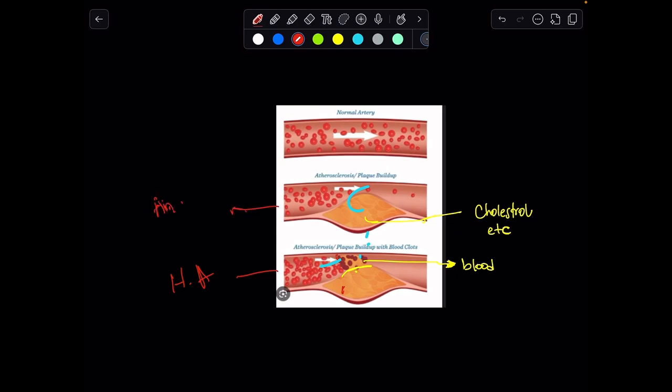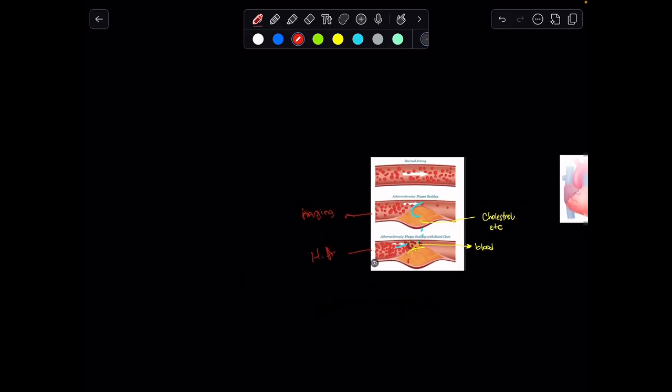Mind you guys, angina happens when you're doing activity. Why? Because when you're doing activity, your heart needs to work more. And if there's less blood flow going to your heart muscle, then you're going to feel chest pain. Yeah, pretty much. That's pretty much what that is.